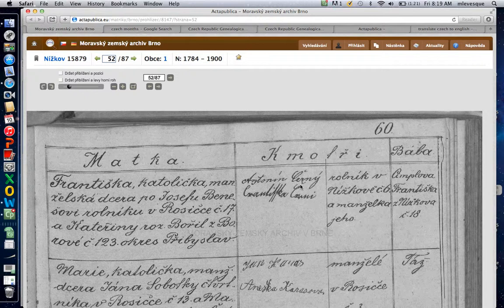are the sponsors. Antonin Cherny, he's a peasant. From Niskov. Niskov is a bigger parish. Number 6. A manželka jeho. A, his is jeho, wife. So this is his wife here. They signed their names. Baba is the midwife. And so I think her name is Cimpl, Francisca, and she's from Yiskov, number 18.